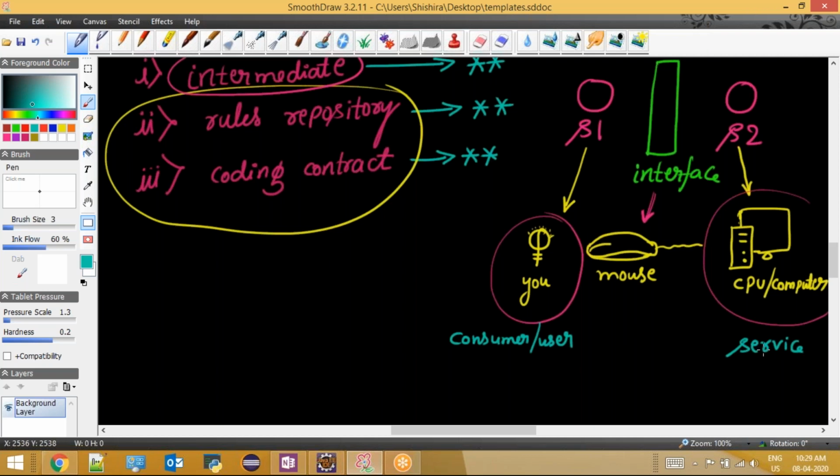As a layman, if you understand, service is something or someone who is going to give the service. A system which gives the service to you. Which example can I give? Bank. Bank gives the service to the consumer.